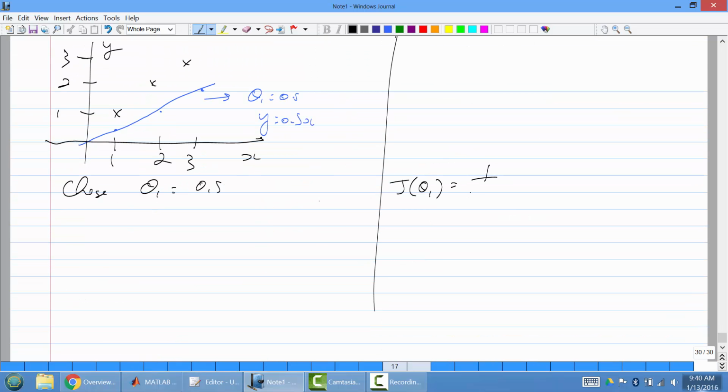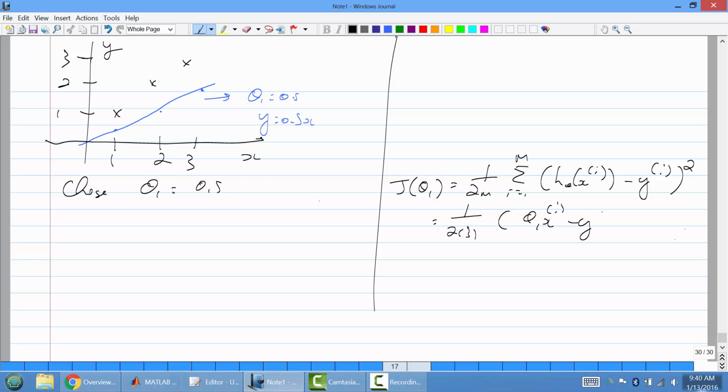Okay, if you remember, what was it? It was 1 over 2m, and then the summation between 1 and m of the prediction and the expected output. So let's just plug this in. We know m is equal to 3, so you've got 1 over 2 times 3. And then what's happening here? This is theta 0, which is 0. So this is theta 1, x minus y.